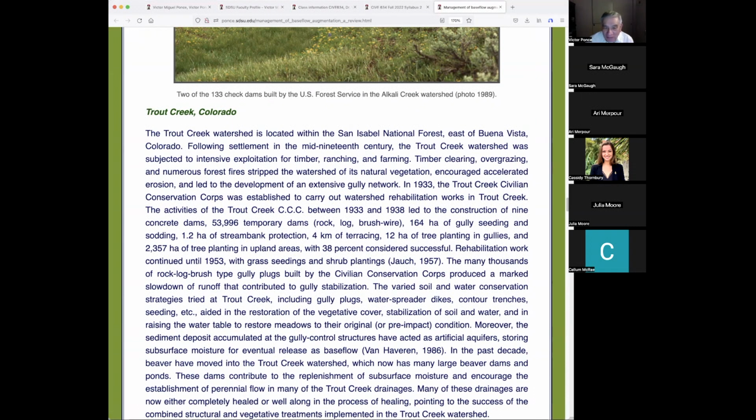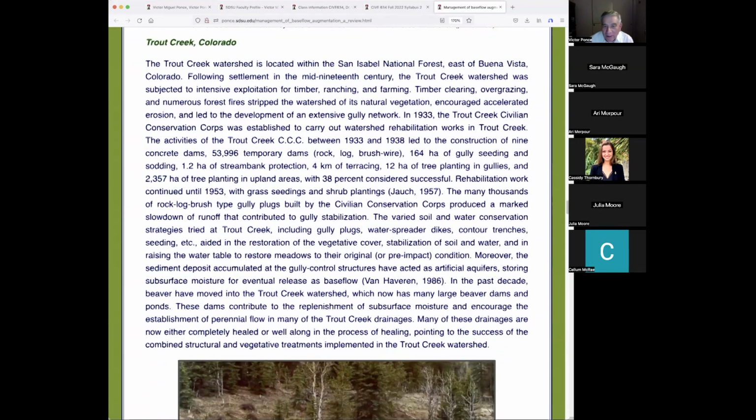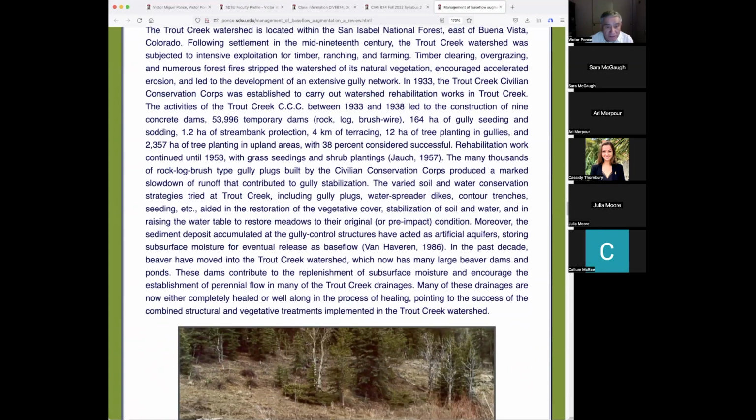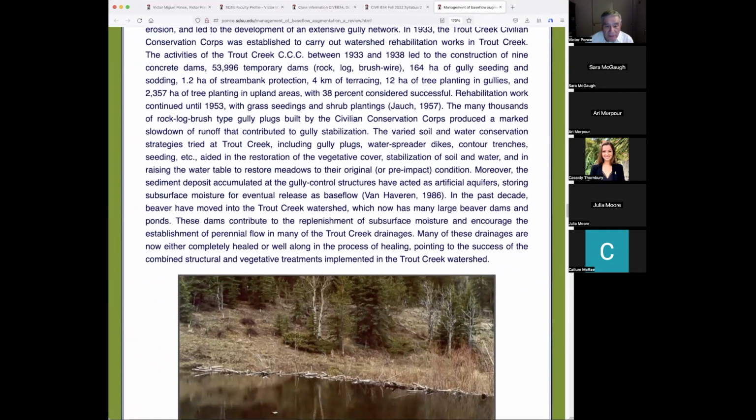Rocks, logs, they did everything to stop the flow. If they found a place where water could run off, they stopped it with a log, with something. 164 hectares of gully seeding, and so on and so forth. But the 53,000 were the most intense piece of work that I have ever seen in numbers. And they fixed it. They completely fixed it.